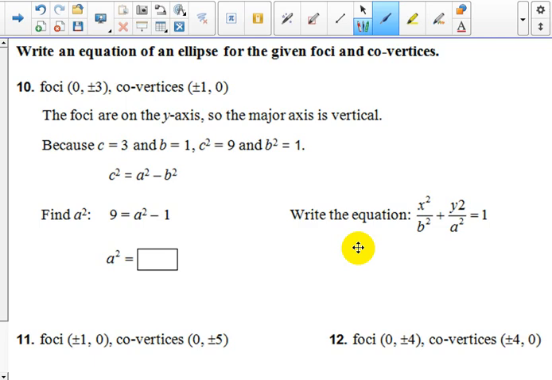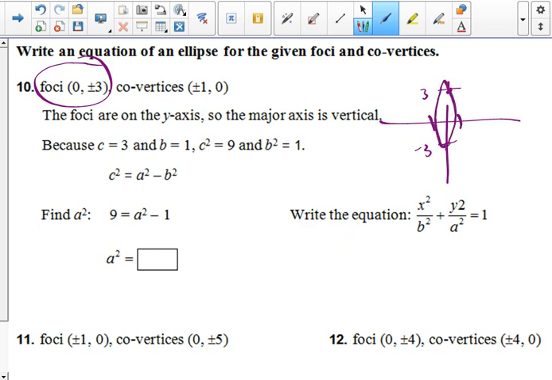So the foci are on the y-axis, so the major axis is vertical. When you look at this, the foci, the focus points at your major axis, are at (0, 3) and (0, -3). So that's your long one, right? That means the co-vertices are going to be at 1 and negative 1. So it is a vertical ellipse. So we know that this is C, right? And this is B. So now C squared is equal to 9 and B squared is equal to 1.